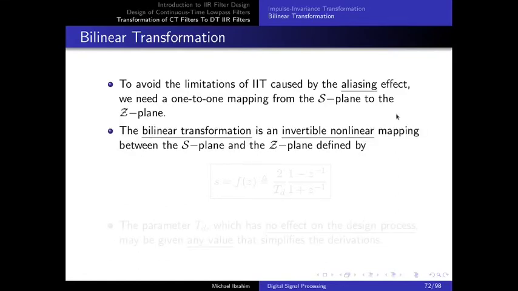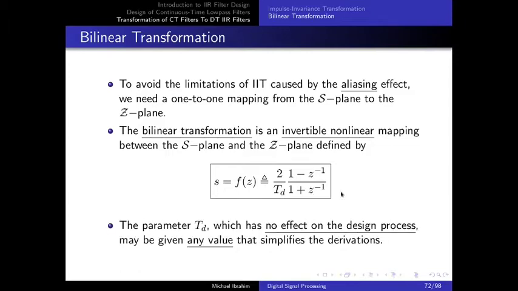The bilinear transformation is an invertible nonlinear mapping between the S plane and the Z plane. And this mapping is defined as follows. S is equal to 2 over Td times 1 minus z to the power minus 1 over 1 plus z to the power minus 1. In other words, if we have a continuous time filter, replace every s with 2 over Td times 1 minus z^-1 over 1 plus z^-1.